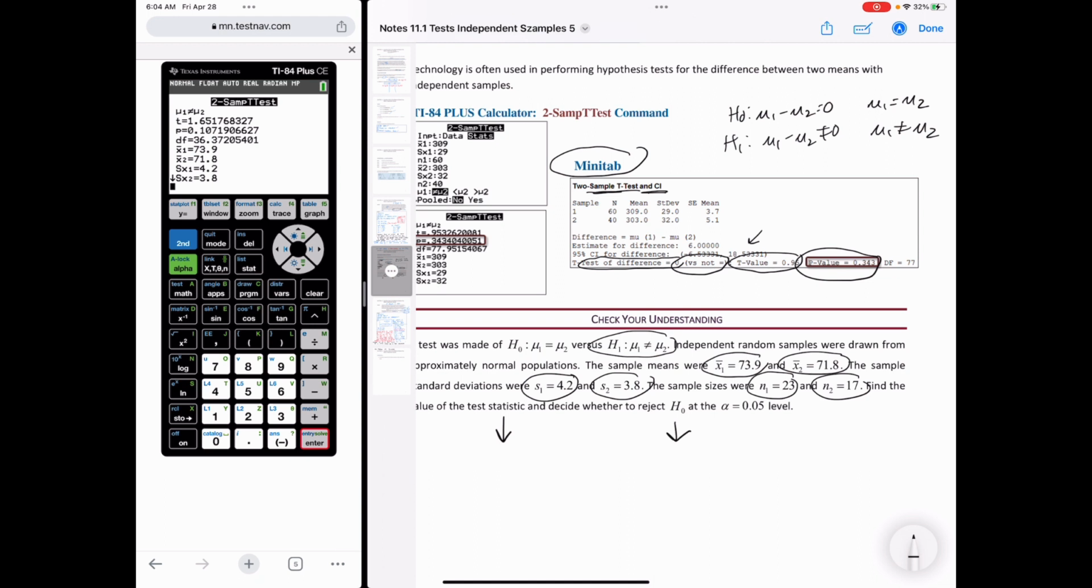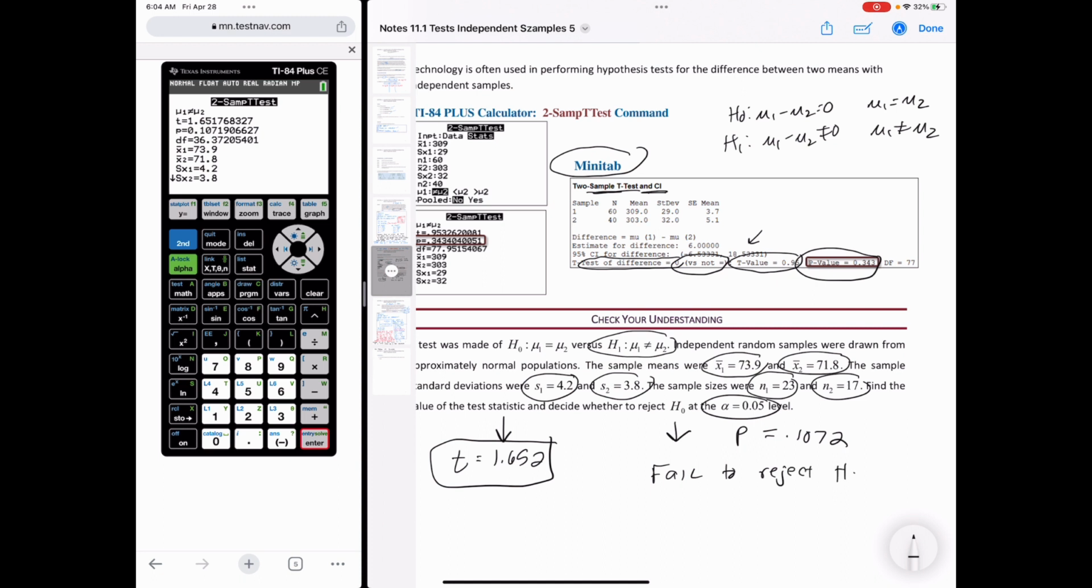All I want is my test statistic. My test statistic is T equals 1.652. And I want to know if I'm going to reject HO. My p-value is 0.1072. That's a big p-value. HO is not going anywhere. I'm going to fail to reject.